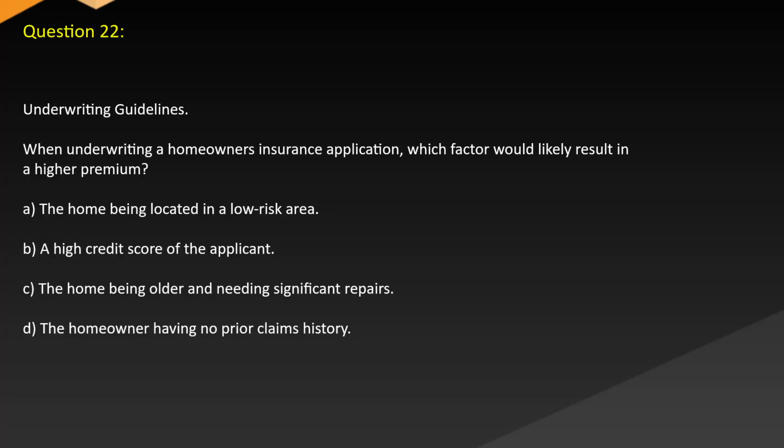Question 22. Underwriting guidelines. When underwriting a homeowner's insurance application, which factor would likely result in a higher premium? A. The home being located in a low-risk area. B. A high credit score of the applicant. C. The home being older and needing significant repairs. D. The homeowner having no prior claims history.